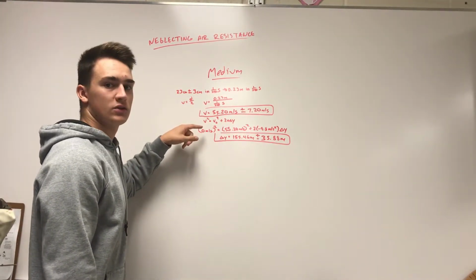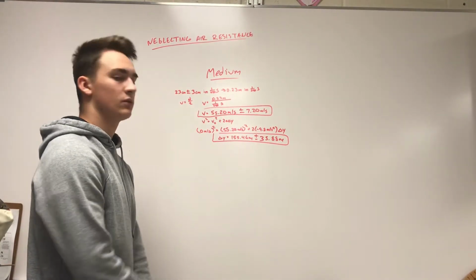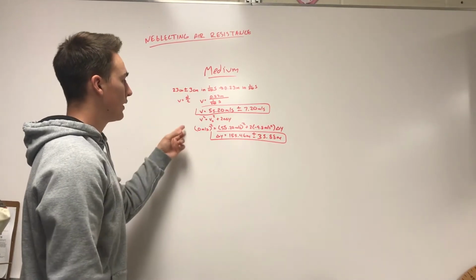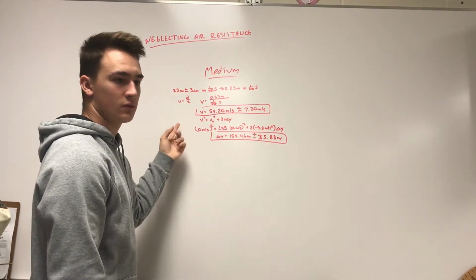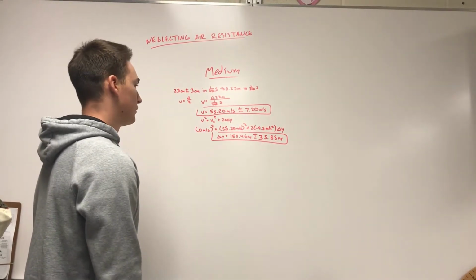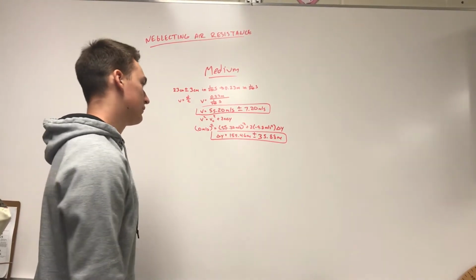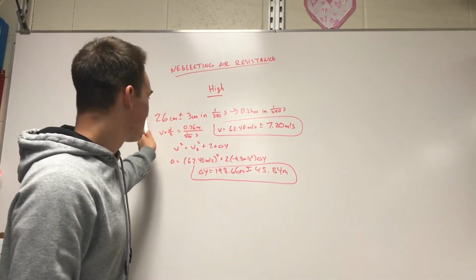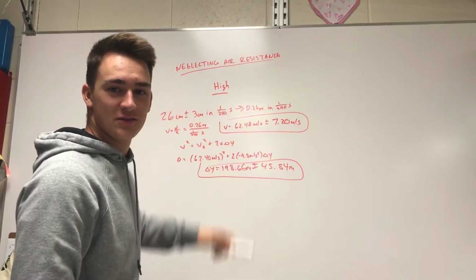Then we use this equation to get delta y. V squared equals V naught squared plus 2a delta y. So at the top it's not going to be moving, so it's going to be 0 meters per second. And then that's the initial. That's gravity. We did the same thing as last time, but with different numbers.